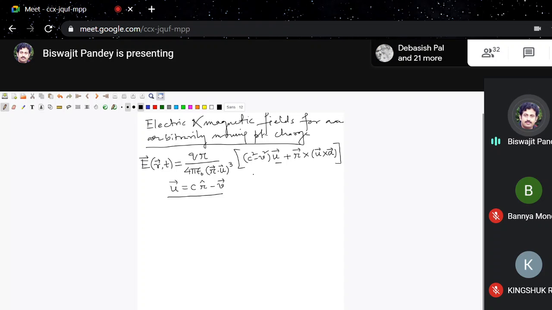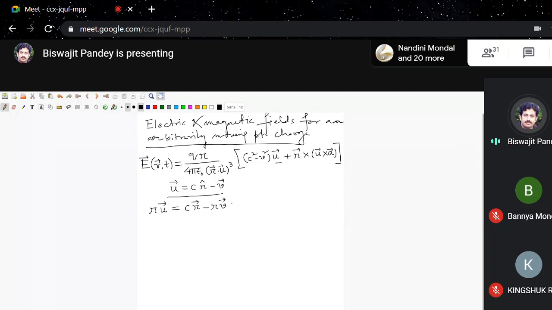Okay, so let us write this in terms of beta, because in relativity we write beta and gamma in place of v and the Lorentz factors. That will be convenient if we work specifically in the relativistic regime. For that, let me rewrite these expressions a little differently. If you write u this way, then what will be r times vector u? So that will be c vector r minus r times v.